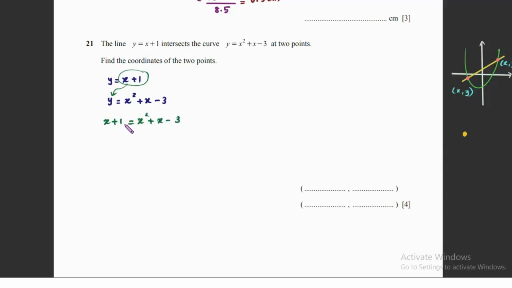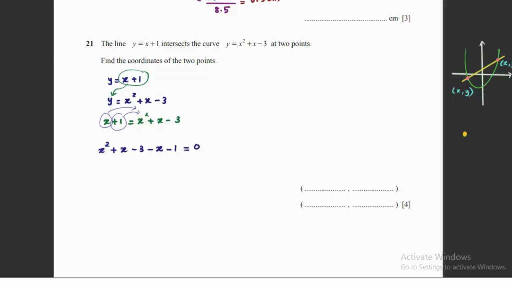Now, I'm going to take all the numbers to one side and make the equation equal to 0, because the moment we see a quadratic equation, whether we are trying to use the completing the square method, the factorizing method, or the formula method to solve it, we should always try to make the equation equal to 0. So I'm going to take this x and plus 1 that I have here to the other side of the equation. Already on the other side, I have x squared plus x minus 3. This plus x goes to the other side and becomes minus x. Plus 1 becomes minus 1. This becomes equal to 0.